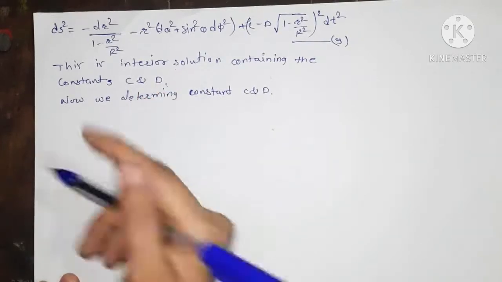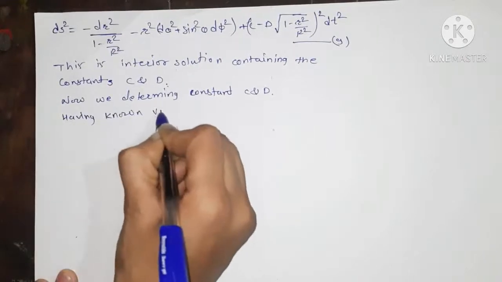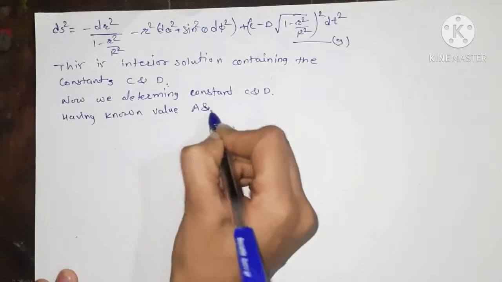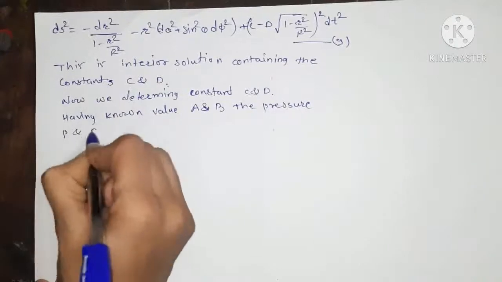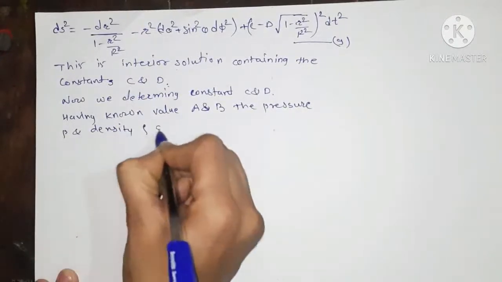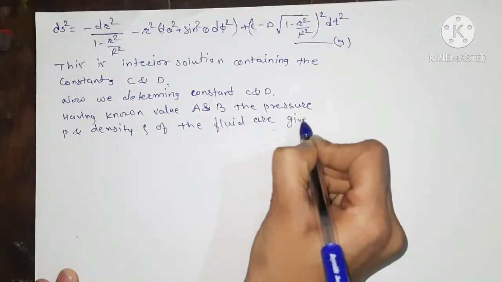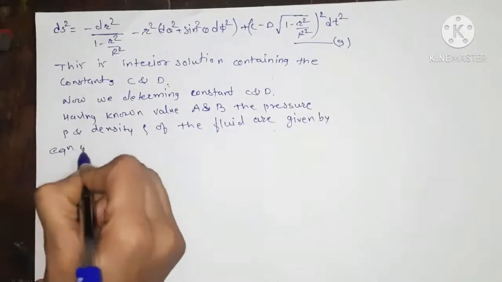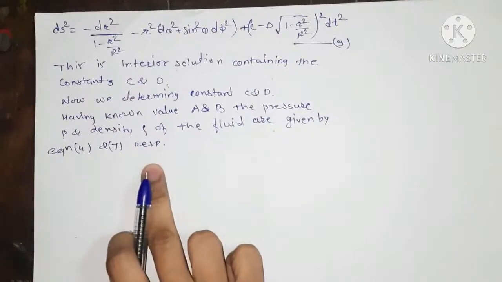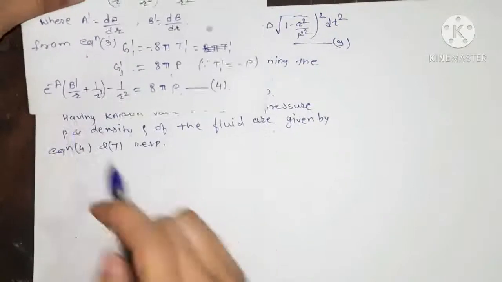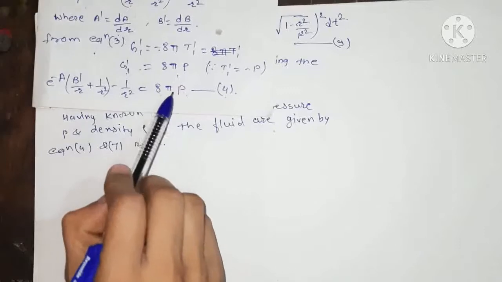Okay, so let's see. Having known the values of A and B, the pressure P and density rho of the fluid are given by equations 4 and 7 respectively. So what does equation 4 represent? Equation 4 is nothing but e to the power minus a times b dash upon r plus 1 upon r square, minus 1 upon r square, equals 8 pi p.